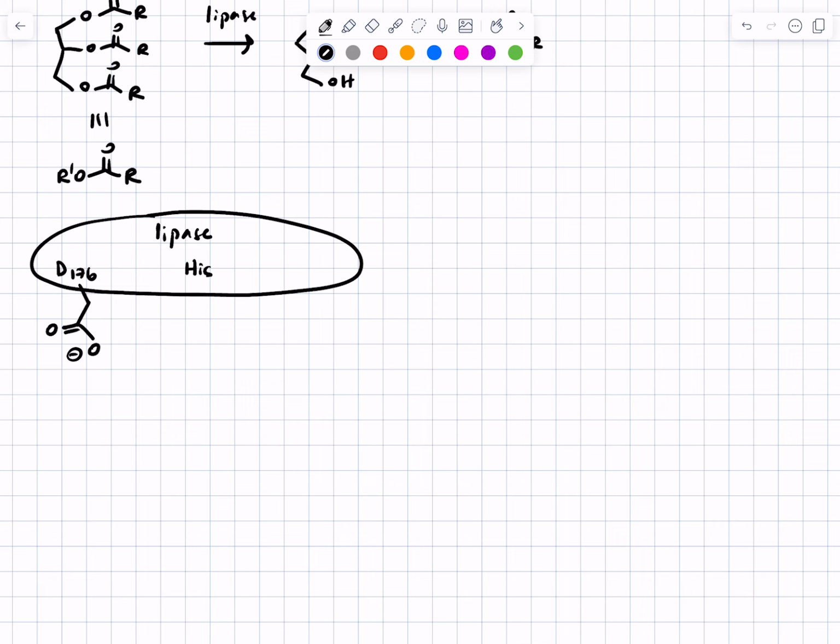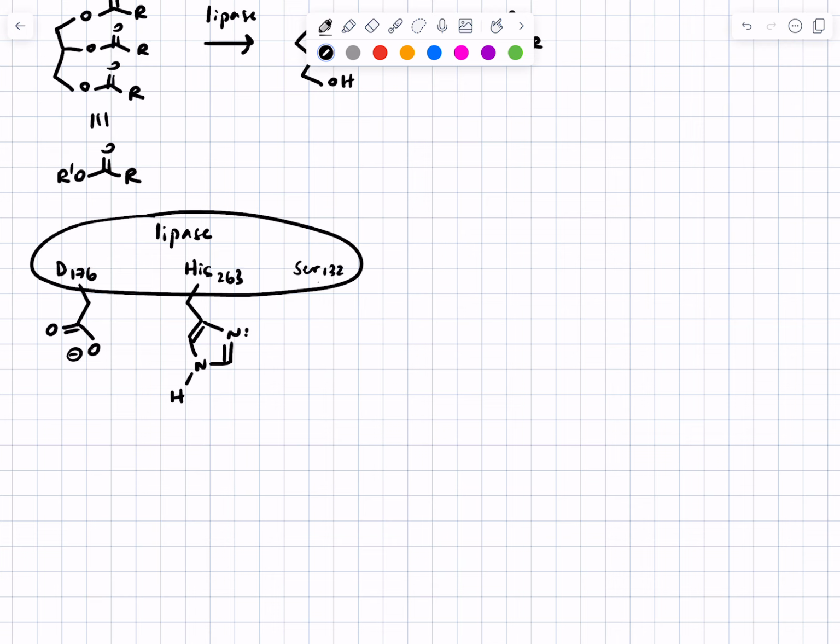Then there's a histidine residue. I'm writing down the amino acid number in the sequence, so you can see that these amino acids are actually very far apart in primary sequence, but the tertiary structure of the enzyme brings these amino acids close together in the active site. So a big portion of what enzymes do is pre-organizing all the necessary functional groups in the right place. The last amino acid is serine 132.